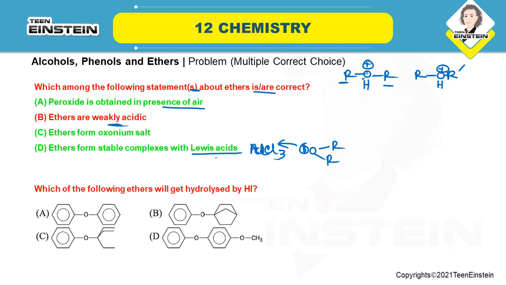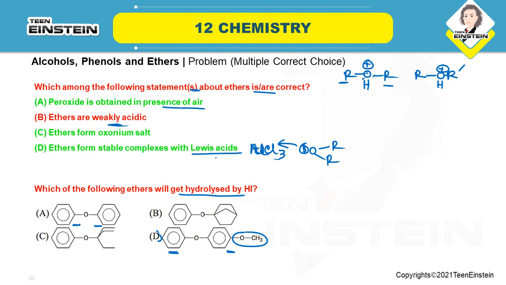Next question, which of the following ethers will get hydrolyzed by HI? Remember the chemical properties when we have discussed. The first reaction is cleavage of ether with hydrogen halide, and for that purpose HI is very good substrate. Now if you look at these 4 ether molecules, this is containing benzene ring both sides, so it is not possible at all. Then in option D also, one side you have benzene, another side you have derivative of benzene, because this is also benzene, only difference is OMe is there, but still it is aromatic group present both side.